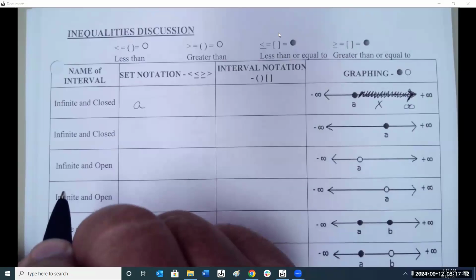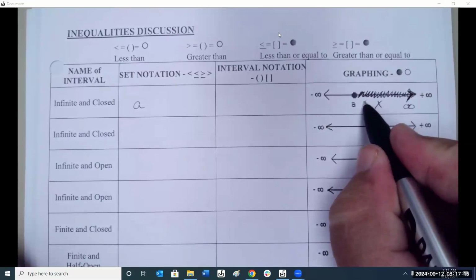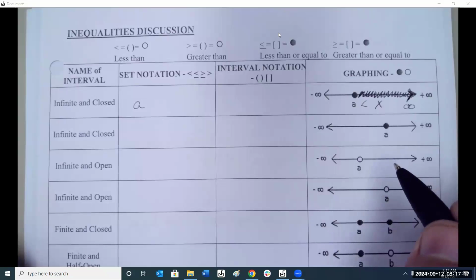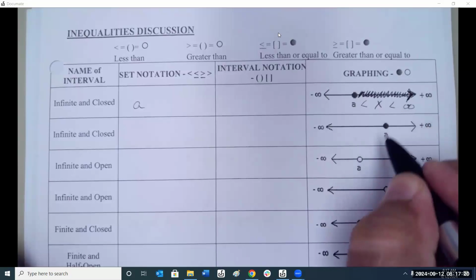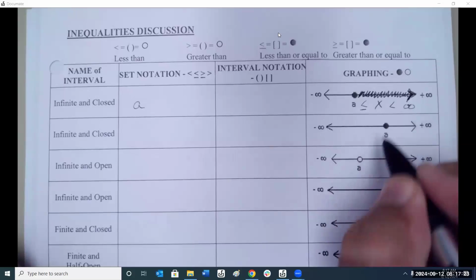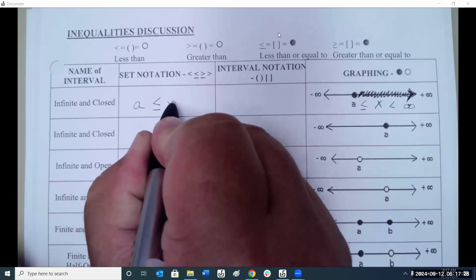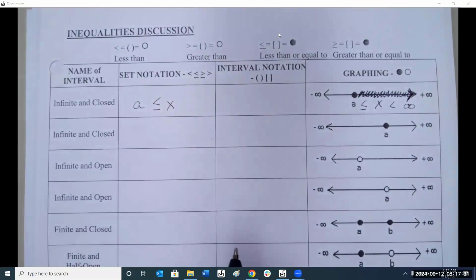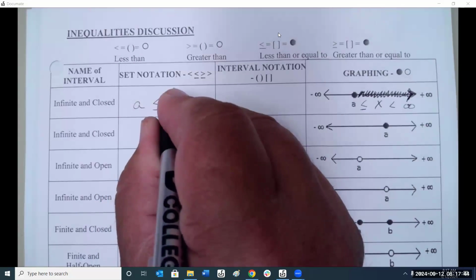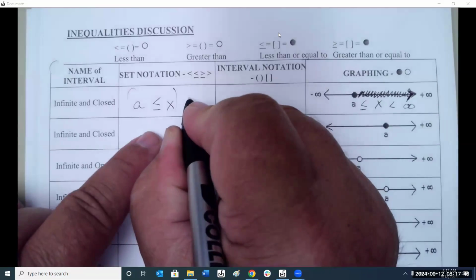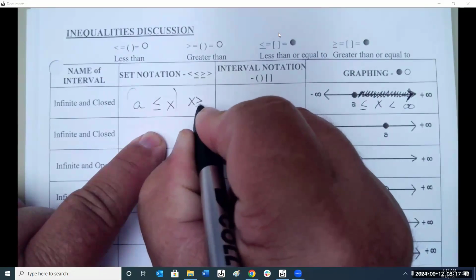So we start at A because A is less than the x's, which is less than infinity, and it could be equal to. So A is less than or equal to X. Now, a lot of people going through school were always told by their instructors, always put the X on the left-hand side. It doesn't matter because of commutativity. But if you want that, this can be written as X is greater than or equal to A.